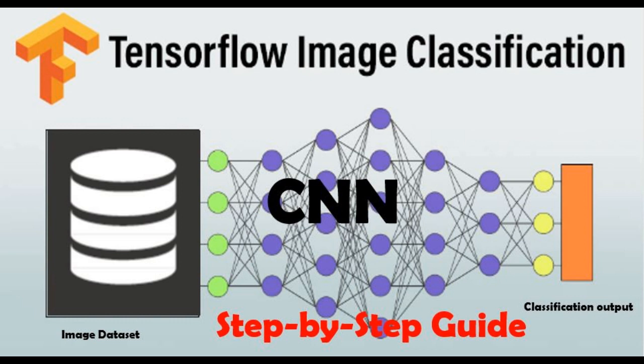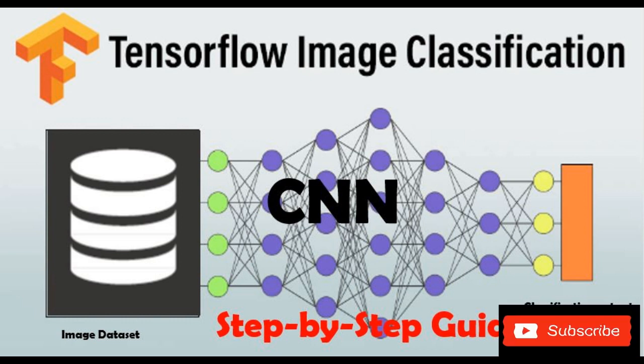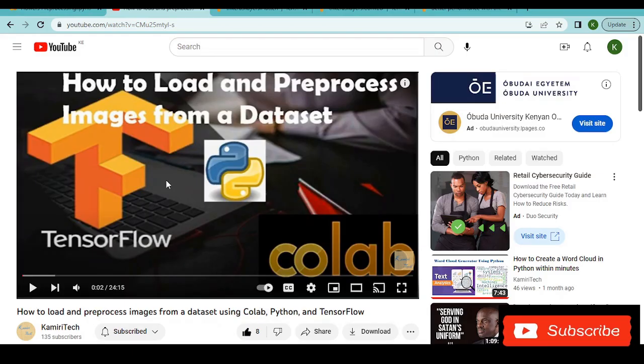Hello and welcome to this video where we are going to learn how to create a basic convolutional neural network to perform image classification. We are going to use the TensorFlow framework, the Python programming language, and Google Colab as our editor.